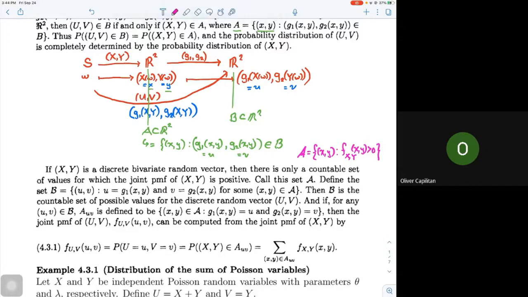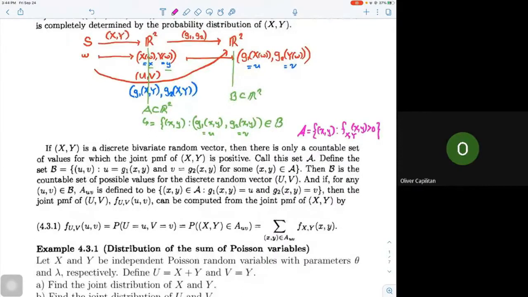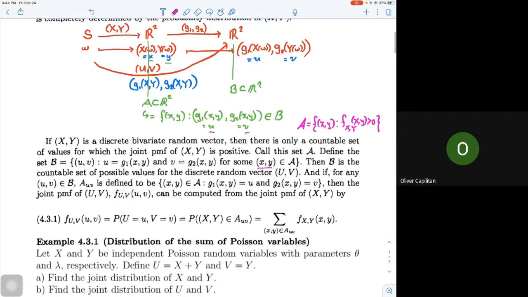And then we define script B to be the set of all ordered pairs U, V. In this case, we use script B such that U is equal to g sub 1 of X, Y, and V is equal to g sub 2 of X, Y, for some X, Y in script A. Take note, this is for some X, Y in script A. Then script B is a countable set of possible values for our discrete random vector U, V.